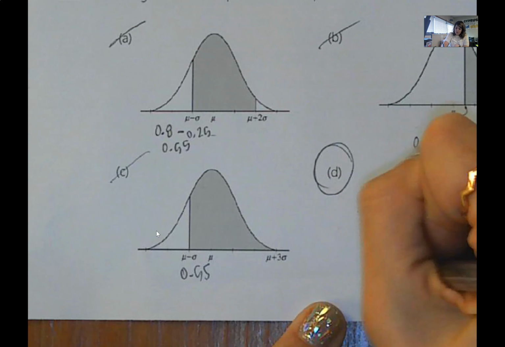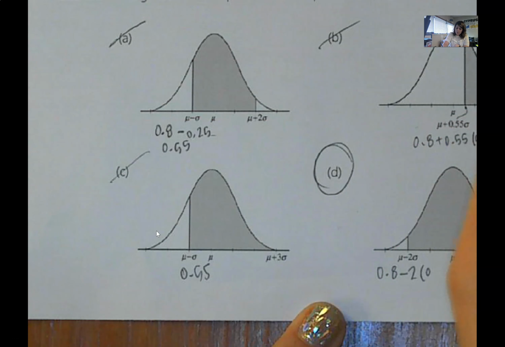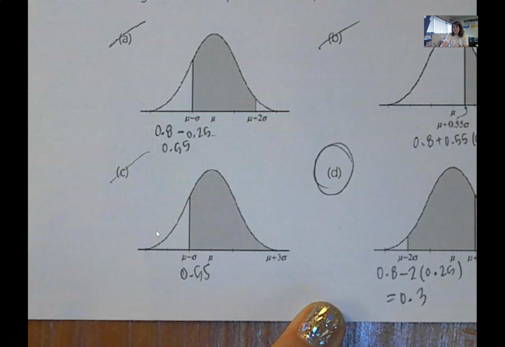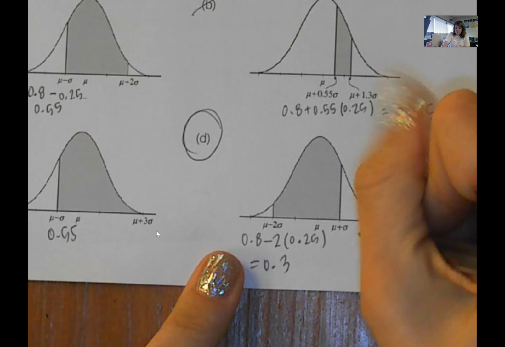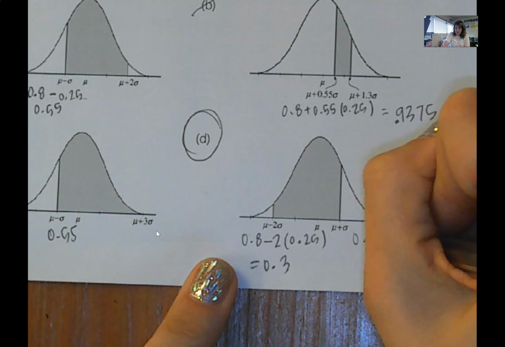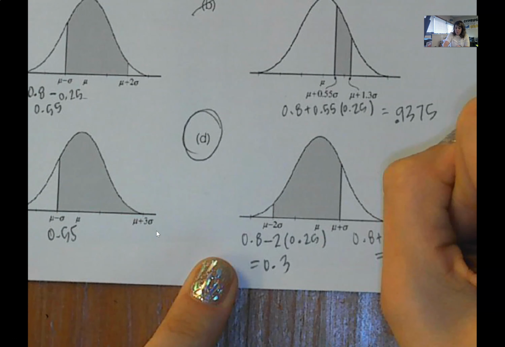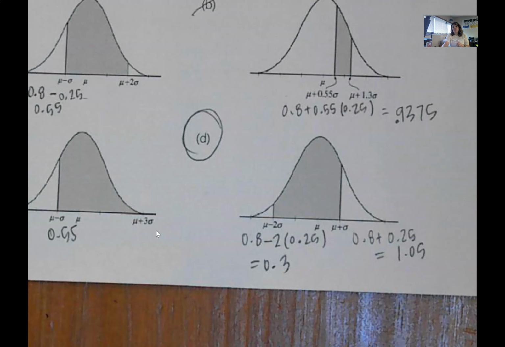0.8 subtract 2 times 0.25 does equal 0.3. And 0.8 plus 0.25 does equal 1.05. So it is D as in delta.